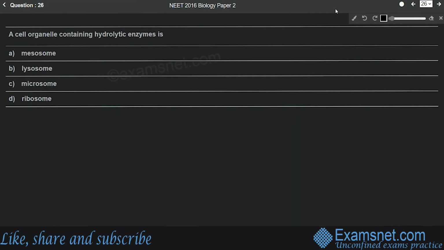Question number 26 is again from the chapter Cell, and the question is a cell organelle containing hydrolytic enzymes is. Options are mesosome, lysosome, microsome and ribosome. So what are hydrolytic enzymes? These are the enzymes that help in the breakdown of the macromolecules or biomolecules. Okay, so this way they help in their digestion. So we can say that hydrolytic enzymes help in breakdown or digestion of biomolecules.